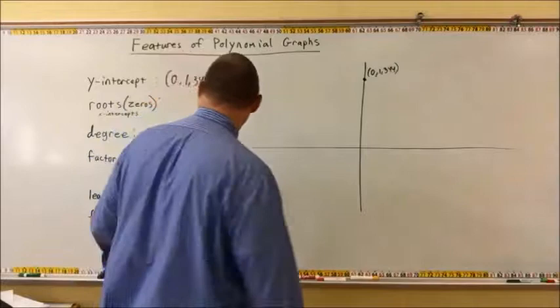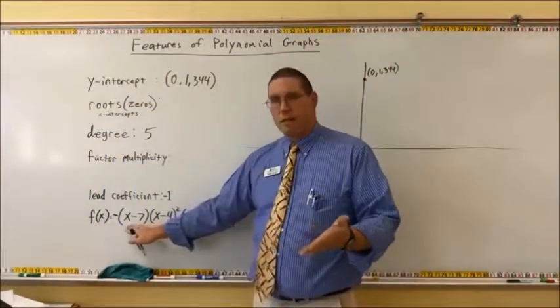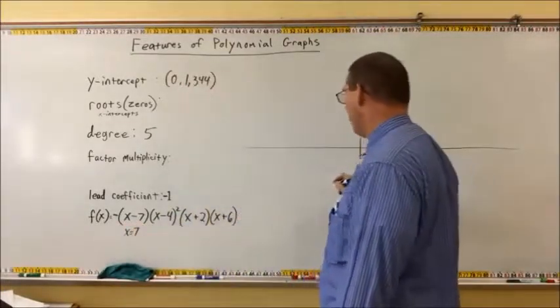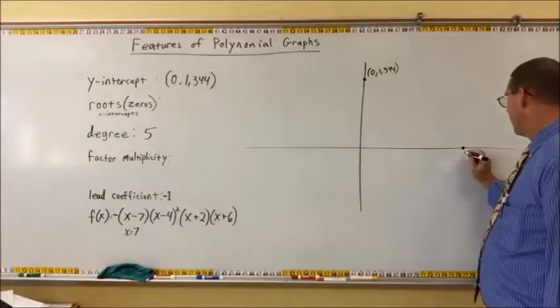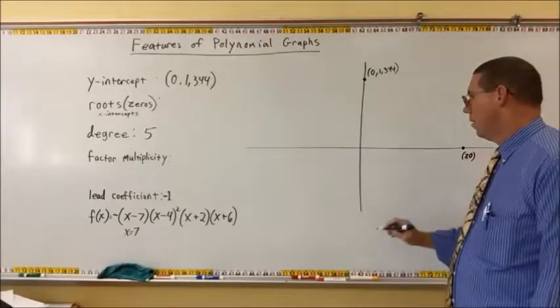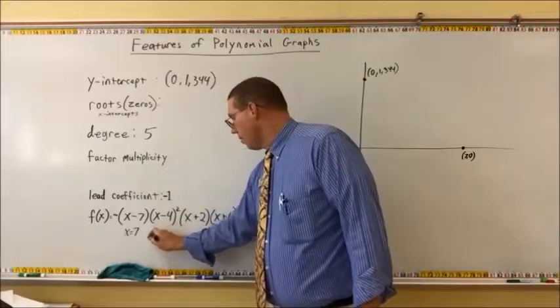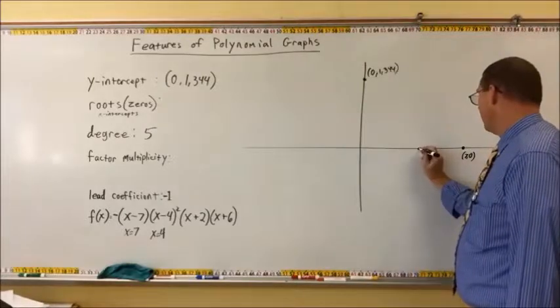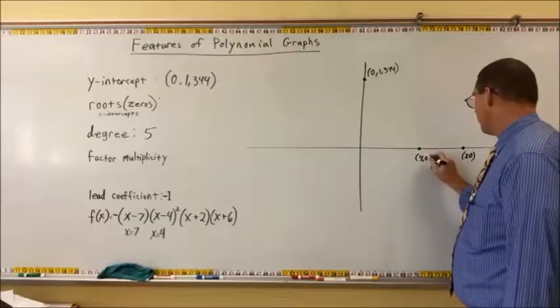We have zeros. What are the roots here? What are the zeros going to be? X minus 7 has a 0 of x equals 7, right? So we're going to put a root over here at (7, 0). Then we have x minus 4 squared, and that 0 is x equals positive 4. So we know we're going to have an x-intercept at (4, 0).